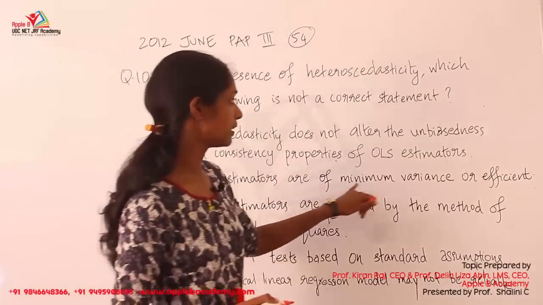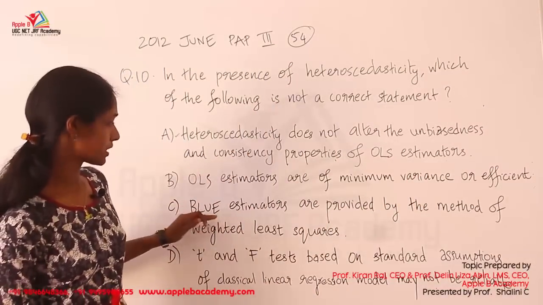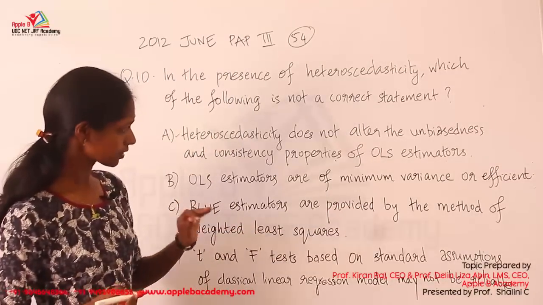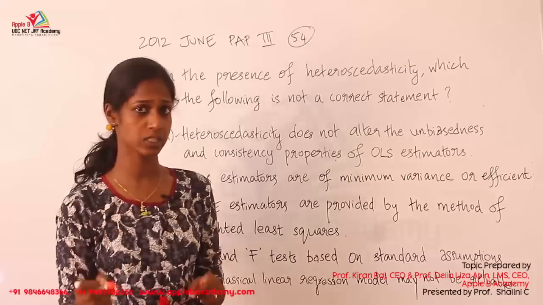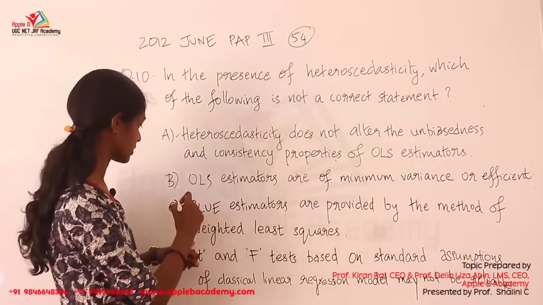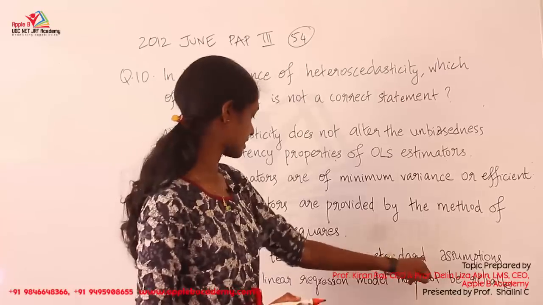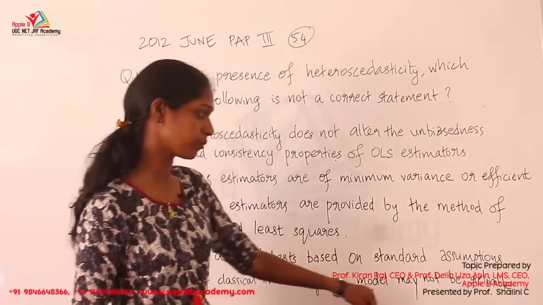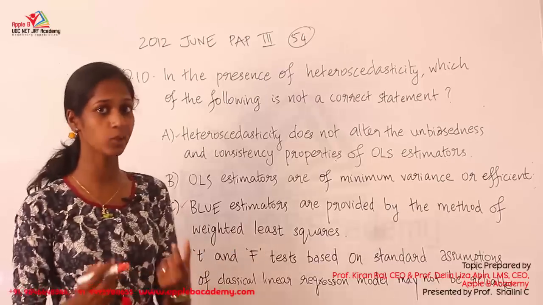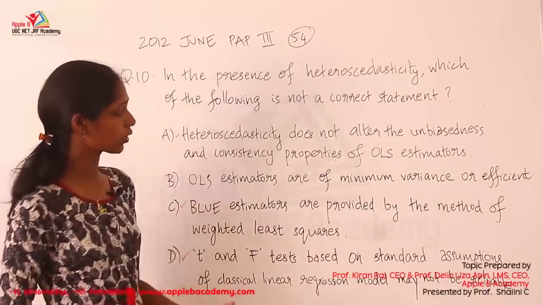OLS estimators are of minimum variance or efficient. We'll come back to option 2. Moving on to option 3, BLUE estimators are provided by the method of weighted least squares. So BLUE estimators, if there is heteroscedasticity, are found not by ordinary least squares but instead by weighted least squares. So this is also true. And T and F tests based on standard assumptions of the classical linear regression model may not be reliable. So if there is heteroscedasticity, using the T test or F test may lead to wrong results. So this is also true with respect to heteroscedasticity.